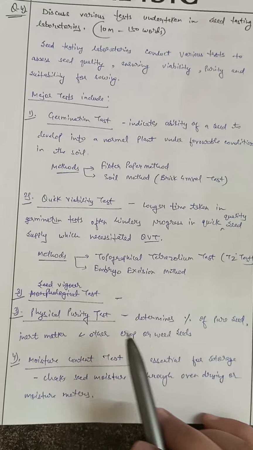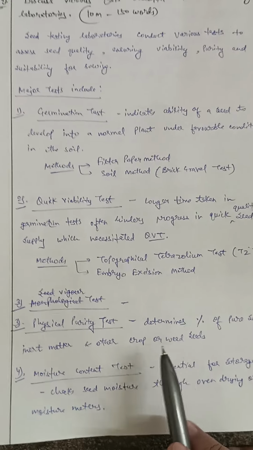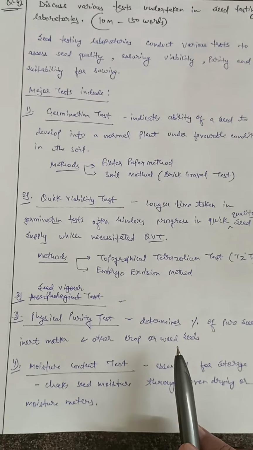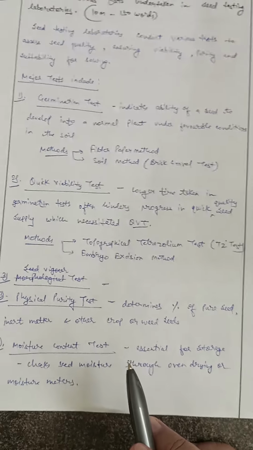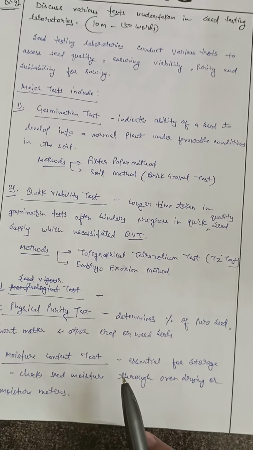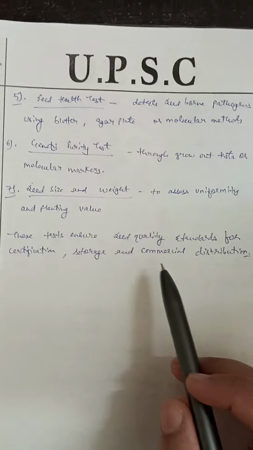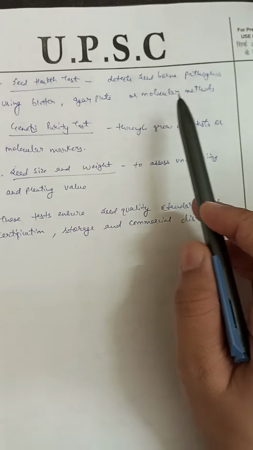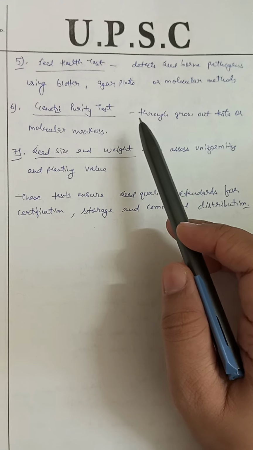Then third is the physical purity test. It determines the percentage of pure seed, inert matter and other crop or weed seeds. Then fourth is the moisture content test, as moisture is essential for storage. So here we check the seed moisture through oven drying or moisture meters. Then the seed health test, which detects seed-borne pathogens using blotter, agar plate or molecular methods.